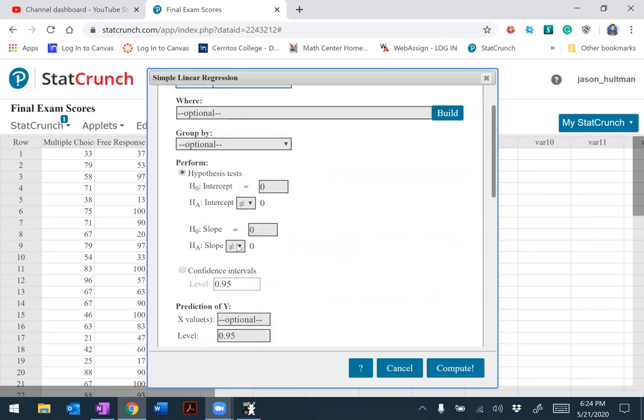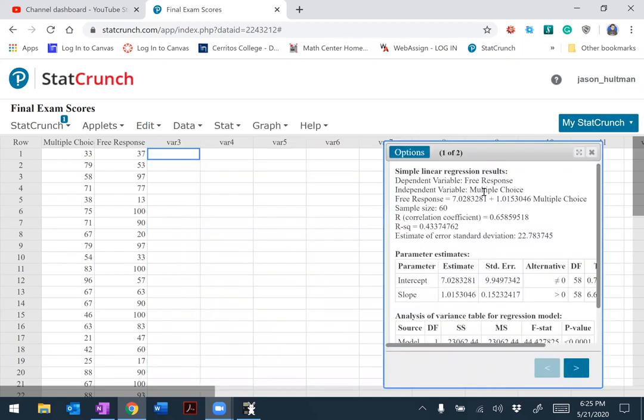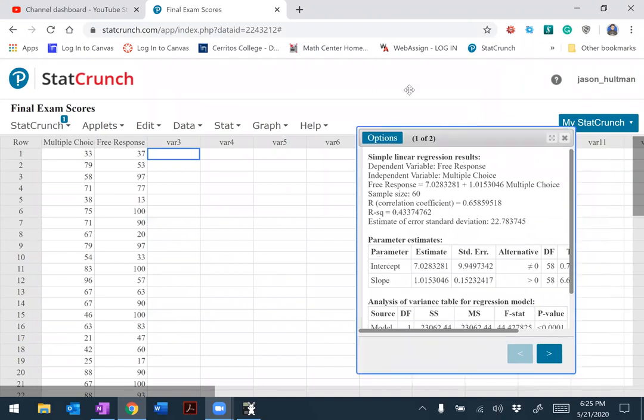And then the slope here, what do we want here? The slope, we want to be greater than 0, because that was our hypothesis, that the slope is greater than 0. It's a positive slope. That's what we want to test against. So just change your slope there to greater than. Everything else is fine. And then I compute.